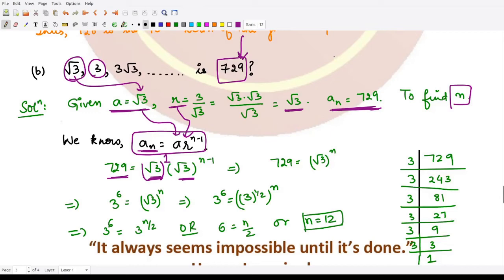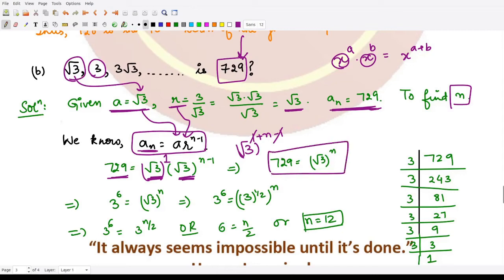You see, if we have the same base, say x raised to power a into x raised to power b, because you have the same base, the powers would add. So you would have x raised to power a plus b. Similarly here also you would have square root 3 raised to power 1 plus n minus 1. So minus 1 and 1 cancel. So we have square root 3 raised to power n equal to 729.